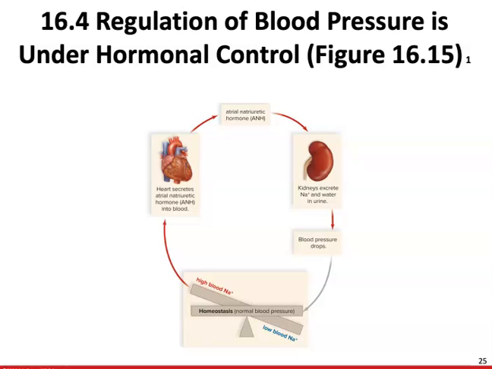This is a wonderful little diagram that shows how we help regulate blood pressure through the secretion of the atrial natriuretic hormone, or ANH. The heart secretes ANH into the blood. That causes the kidneys to excrete sodium and water through the urine. This will cause our blood pressure to drop.